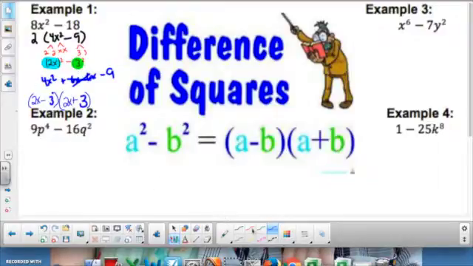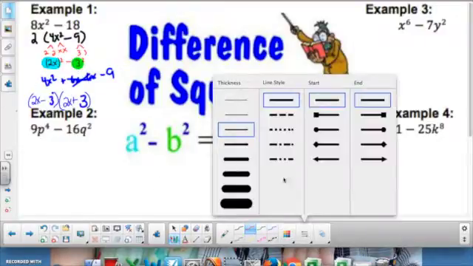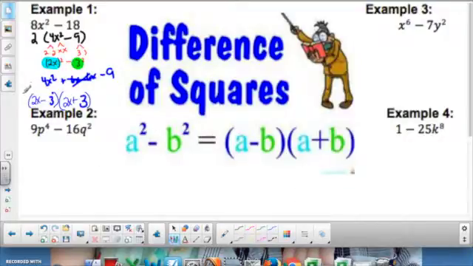Please remember that that 2 that we factored out at the beginning should still be there at the end. There's still a 2 being multiplied there. So my final answer that I'm boxing in is 2 times 2x minus 3 times 2x plus 3. All right, let's go to another one.